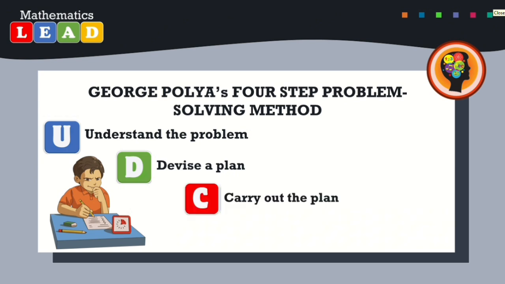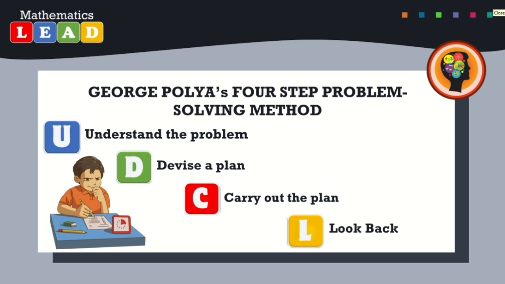Next is carrying out the plan. Now, from strategizing, you're now going to implement the plan that you have in the second step. So here, you're going to answer the problem. It's getting or arriving at the answer. Okay? Then lastly, we have look back. So from here, you're going to make sense of what the answer is. So you're going to look back. Is it really suitable to the problem, or does it make sense for what the problem is asking you?